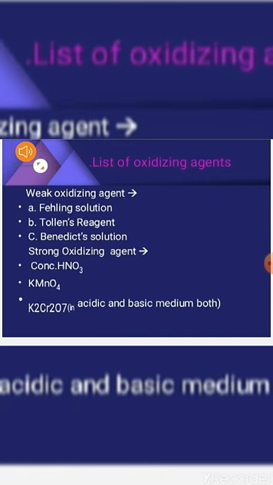It has been already discussed that aldehydes can be oxidized by weak oxidizing agents as well as strong oxidizing agents. Here I mention a list of oxidizing agents. Weak oxidizing agents: Fehling solution A and B, Tollens reagent, Benedict solution, and some other examples. Strong oxidizing agents: nitric acid, potassium permanganate in presence of sulfuric acid and potassium hydroxide, potassium dichromate in acidic and basic medium both. Here I especially mention the list which is useful for oxidation of aldehyde.